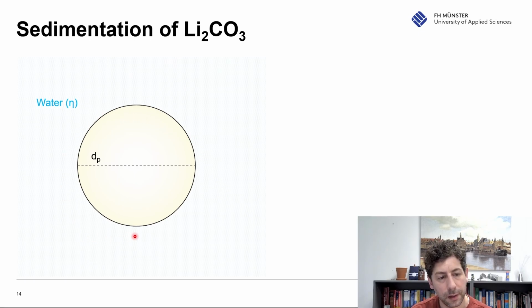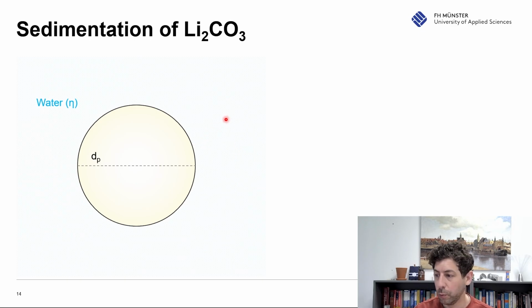I just have to look at one particle, right? So I have one particle here, and there's already an assumption. No, there are multiple assumptions, but one assumption is my particle is a sphere. Another assumption is only one particle, so the particles don't interact with each other. Particle is in water, has a certain diameter. And to get to the velocity, I make use of acting forces. So the question is, which forces act on particles? And there are a lot of forces, but we have to decide which are relevant.